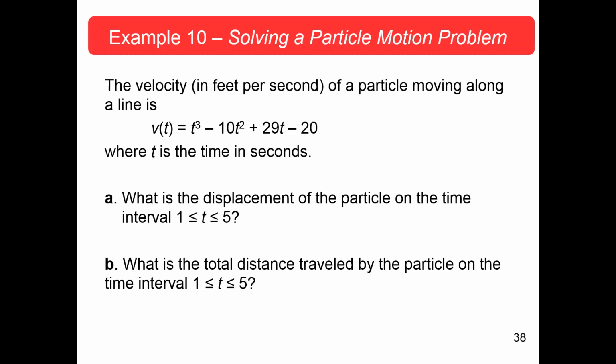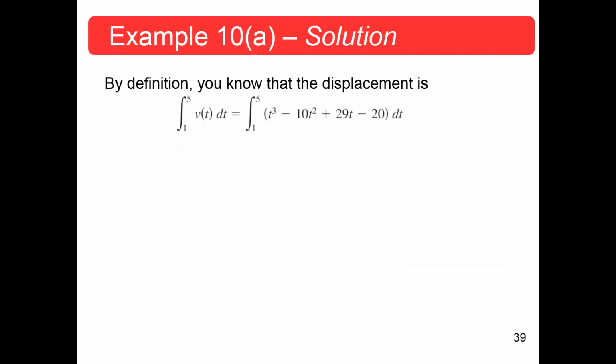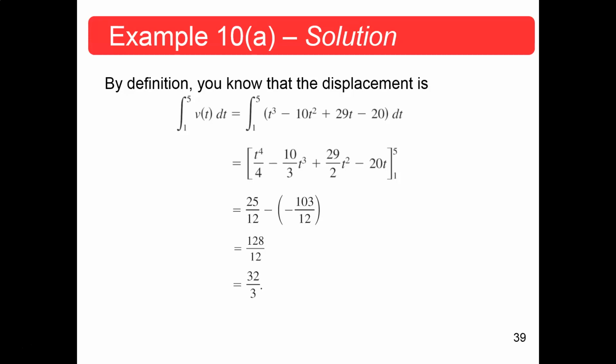So that's what we were doing the second part. And let's see, this was the first part. When you just integrate the velocity from 1 to 5, that gives you the total displacement. Okay, and we did that and got 128 over 12, which you can reduce to 32/3. And that was feet to the right.